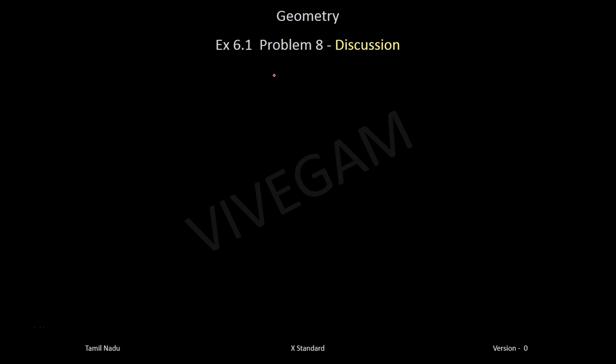Exercise 6.1 Problem 8 Discussion. In the figure, DE is parallel to AB and DF is parallel to AC. Prove that EF is parallel to BC.